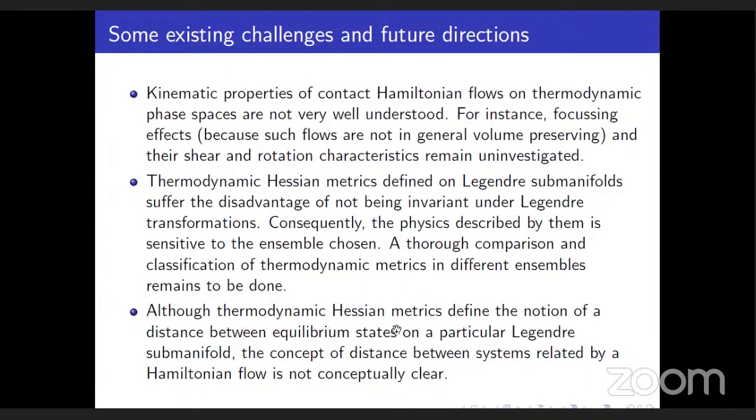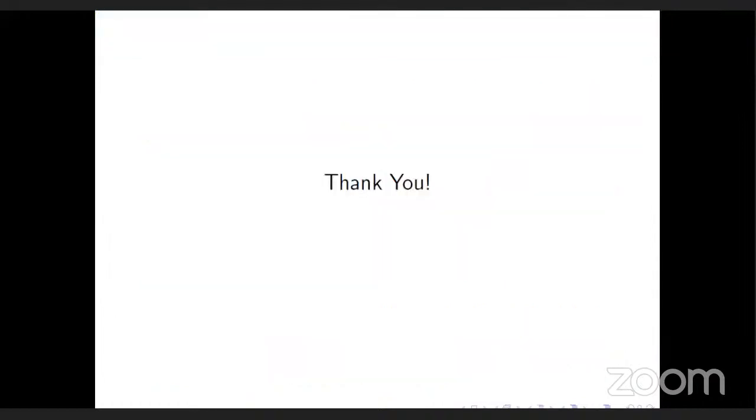All the thermodynamic Hessian metrics define distance between equilibrium states. But we saw that a Schwarzschild black hole can be mapped into a charged black hole via Hamiltonian flow. So things like distance between different thermodynamic systems related by Hamiltonian flows are still open. So I think I'll stop here. Maybe I'll take questions. Thank you.